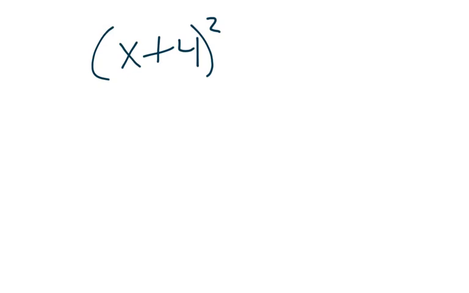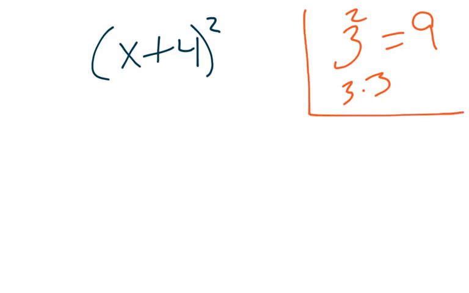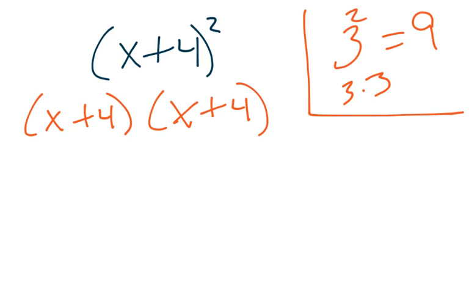Okay, when you have something written as x plus 4 quantity squared, think about it. What is 3 squared? Well, 3 squared is 9. How did you get that? You said 3 times 3. So when you square something, you're multiplying it by itself. So x plus 4 quantity squared actually means x plus 4 times x plus 4.